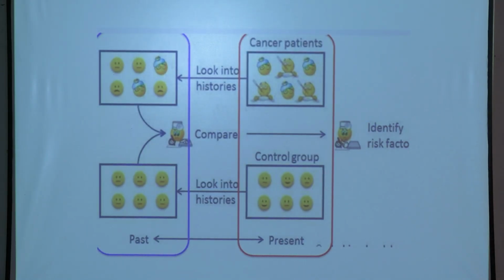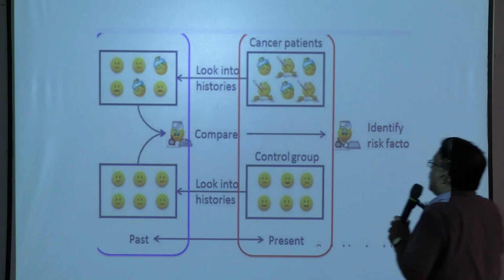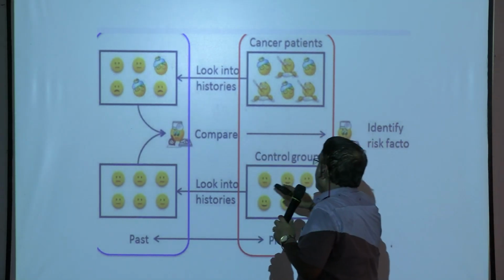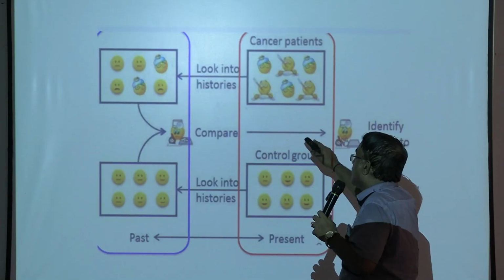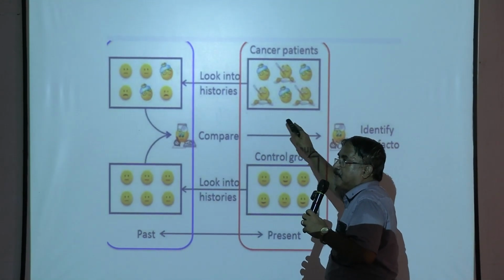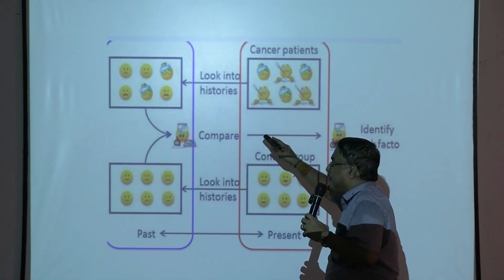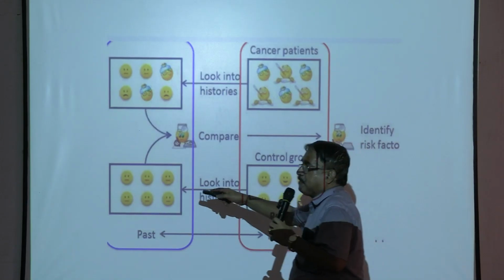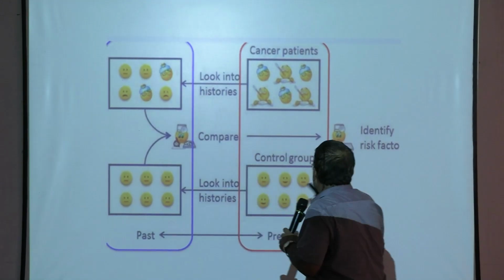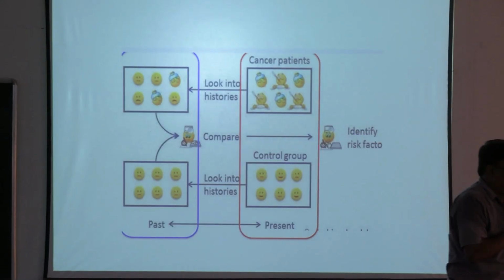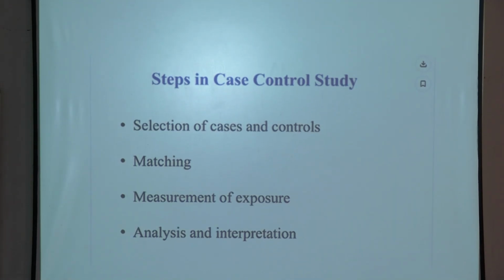So coming to the example of cancer patients, look into the histories. In the control group also look into the histories. You have some people who have got cancer and have got exposure, some who have got cancer but no exposure. And in the control group, some people may not have been exposed to the risk factor, but they also have cancer. So this is the basic thing: identify the risk factors. Selection of cases and control.